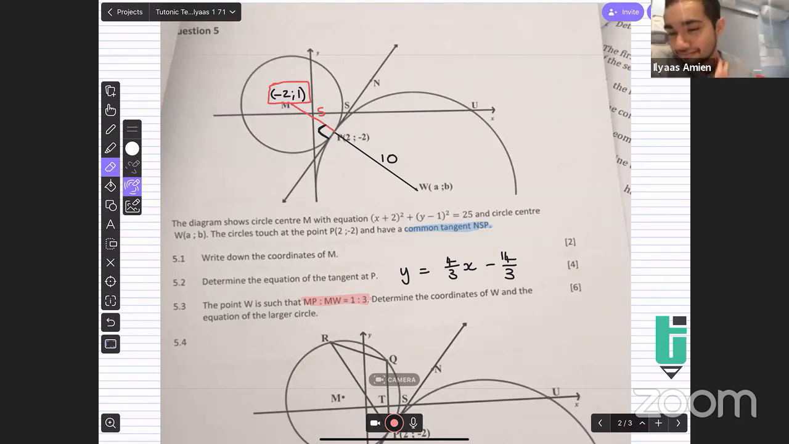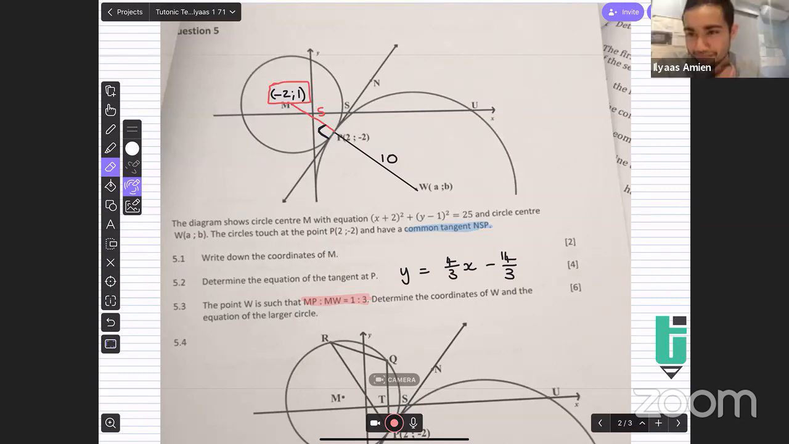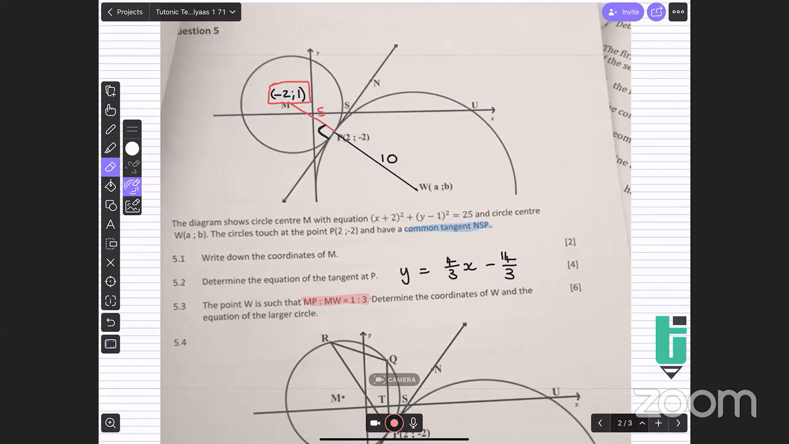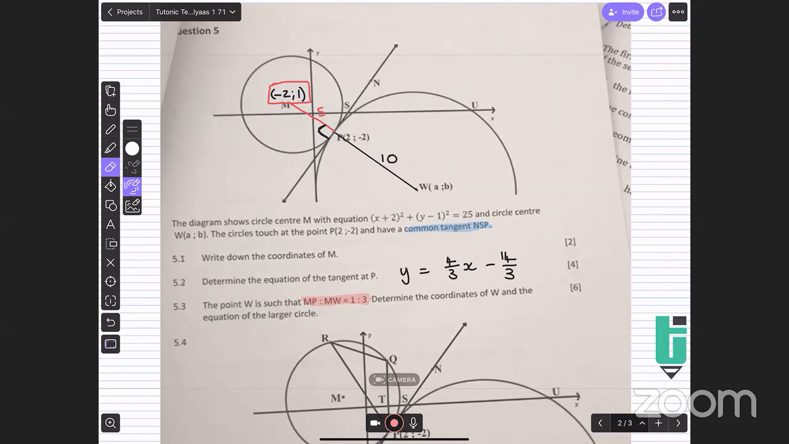Ayan? Okay, only if we can prove the gradients are equal, then we can prove that they're parallel. Yes, but my question is, can you prove the gradients are equal? Not yet, because we don't even have W's coordinates. You can, because they've got a common tangent.